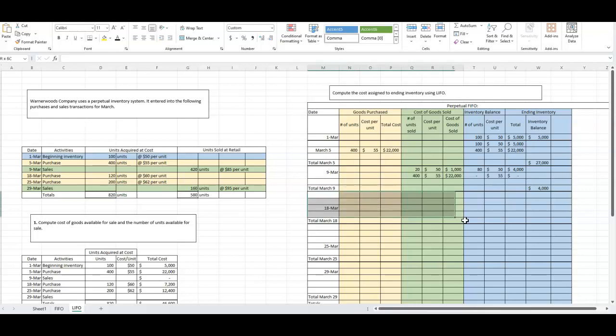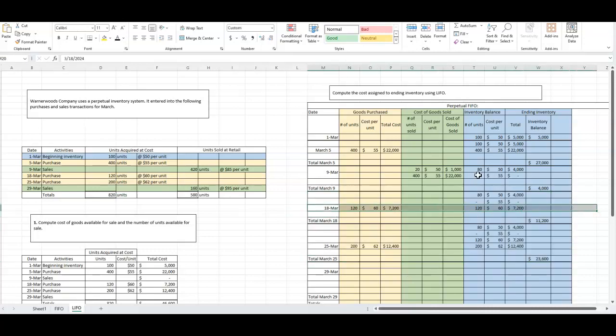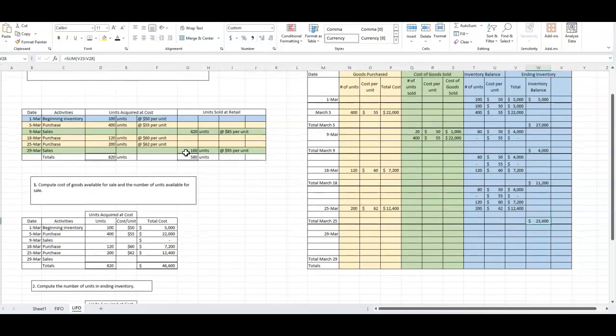Then we purchase 2 more layers, and I'm just going to show you both those at the same time. We purchased another layer on the 18th of March. So we have our original 80. We're going to bring these 2 layers down, and we're just going to add another layer to it of 120 units. And then we're going to bring all 3 layers down into our ending inventory columns, and then add 200 more units at $62 apiece, or $12,400. So now we have $23,600 in ending inventory. We're going to sell 160 units.